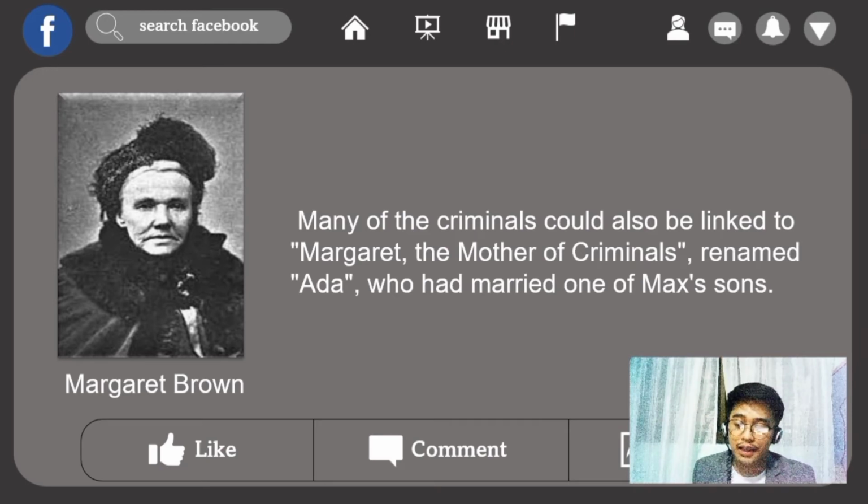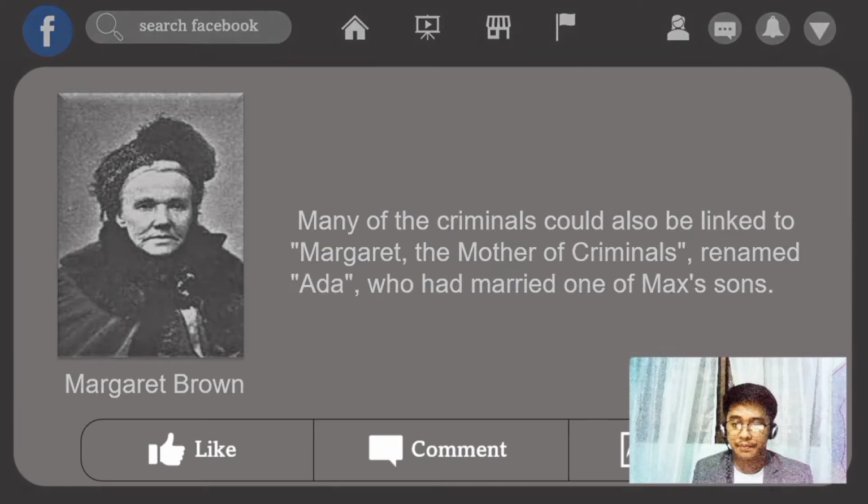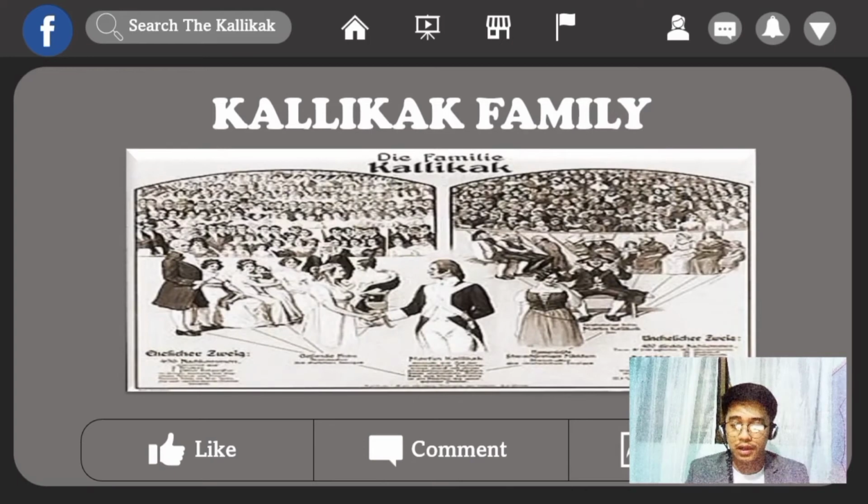Dugdale debated the relative contribution of environment and heredity and concluded that the family's poor environment was largely to blame for their behavior. Dugdale said that environment tends to produce habits which may become hereditary. The next topic that we will discuss is the Kallikak family. So, what is so interesting about the Kallikak family? Let's find out.